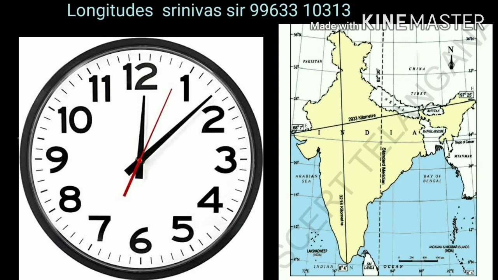However, in order to maintain uniformity of time as far as possible within the territorial limits of a country, the time at the central meridian of the country is taken as the standard meridian and its local time is taken as the standard time for the whole country.